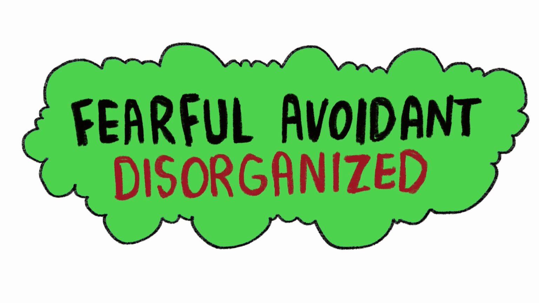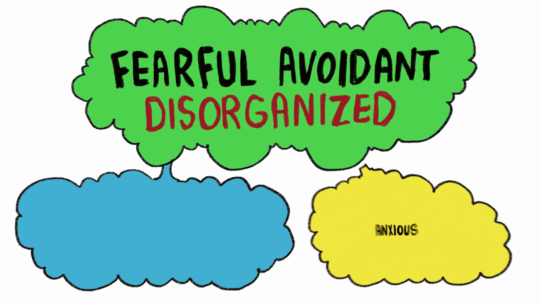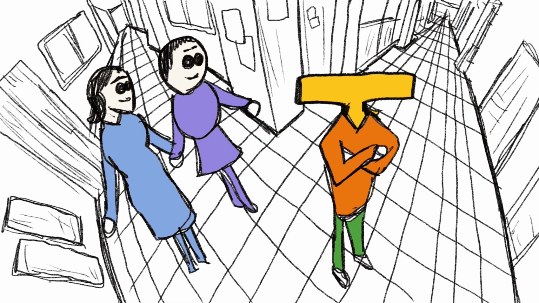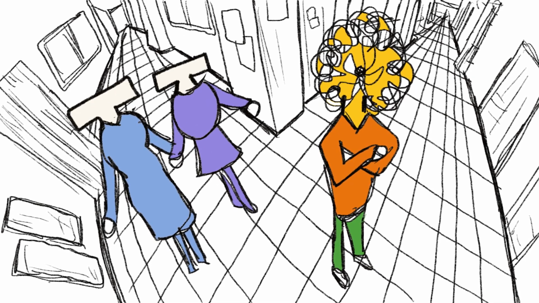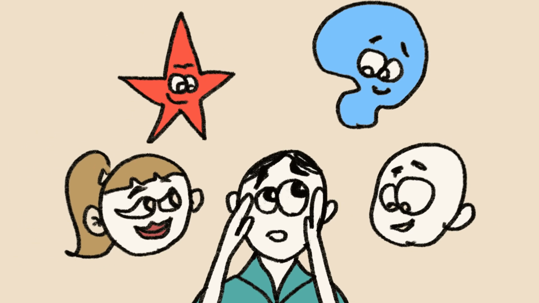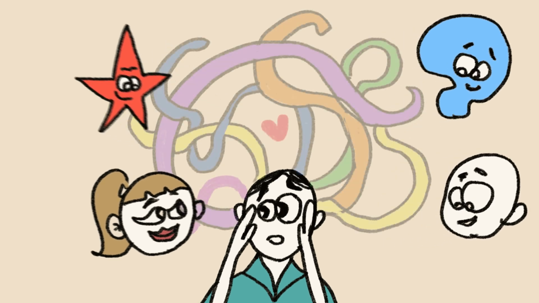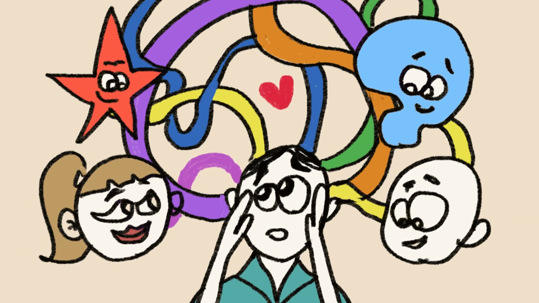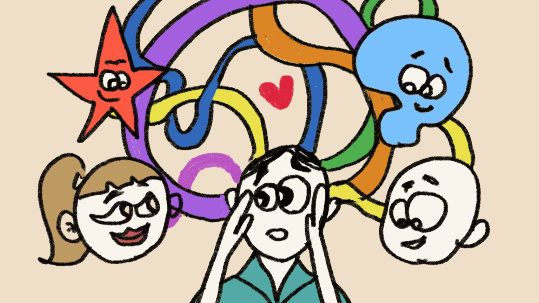Fearful-avoidant or disorganized combines aspects of both anxious and dismissive-avoidant attachment styles. You have a negative and insecure view of yourself and others. You desire close relationships but also fear rejection and intimacy. You may struggle with trust issues and have difficulty regulating your emotions in relationships.